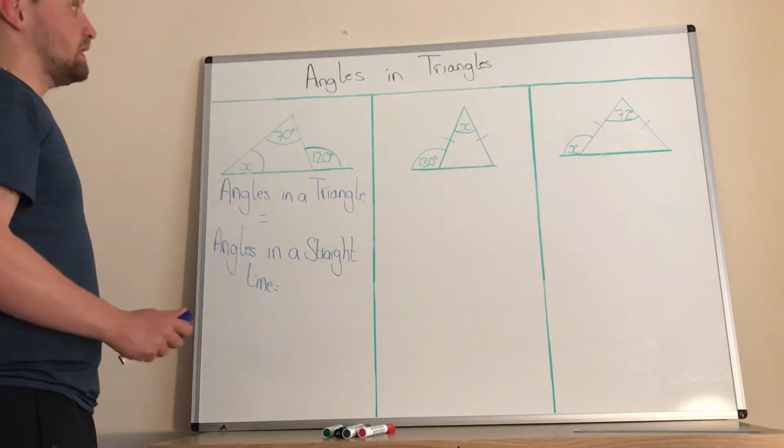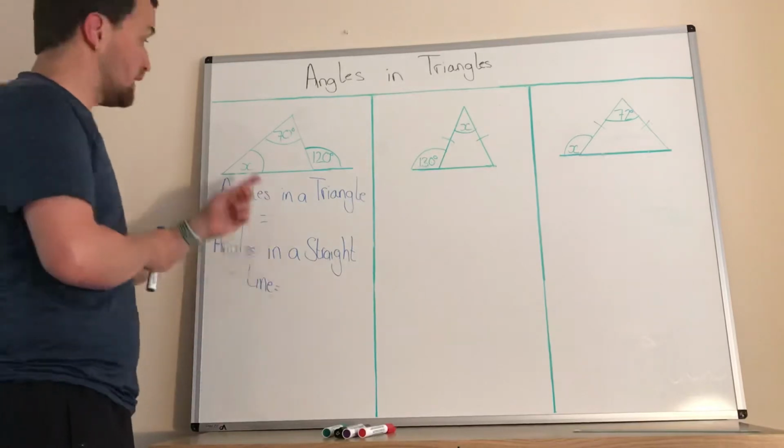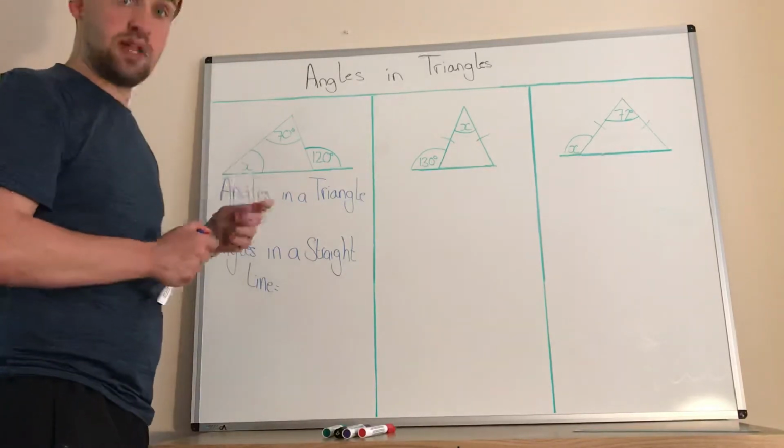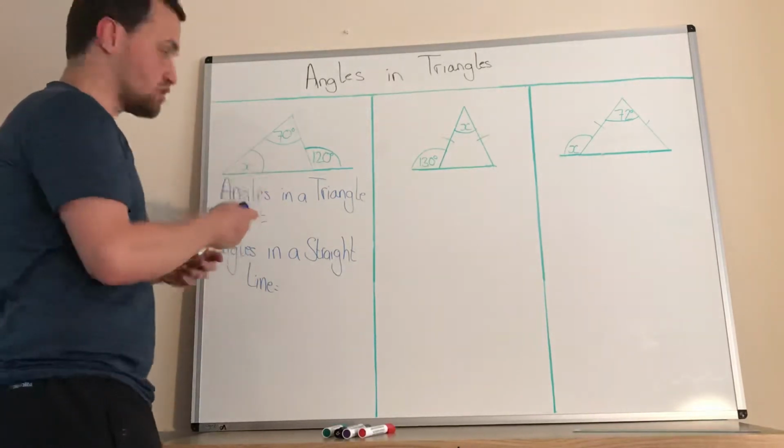Right guys, welcome back. Last lesson we started looking at angles in a triangle, and we looked at the internal angles of a triangle, so the angles on the inside. Today we're going to start looking at angles on the outside of a triangle as well.